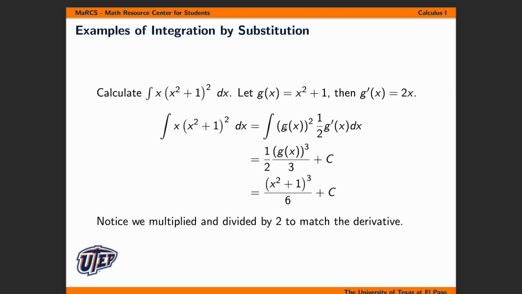So now we can integrate our g of x to the power of 2. So that'll be g of x to the power of 3 divided by 3. And then we also had our scalar right here, the 1/2. So we need to bring that down again. And then we add our constant of integration because this is indefinite. So now our final antiderivative is equal to x squared plus 1 to the power of 3 divided by 6 plus our constant of integration.